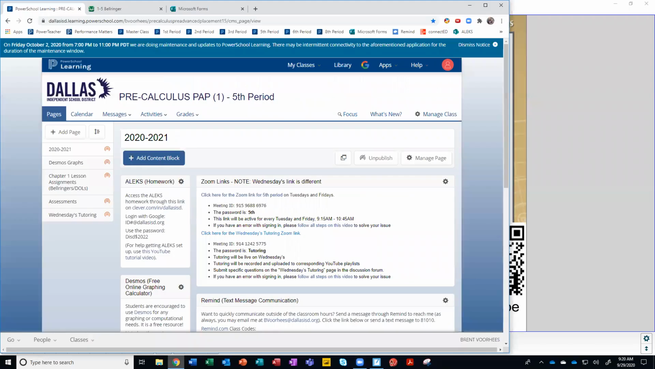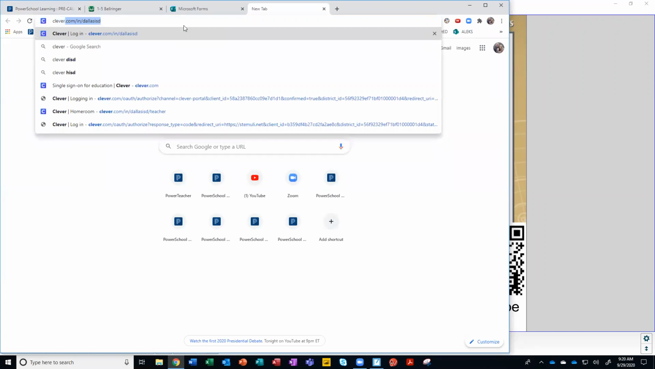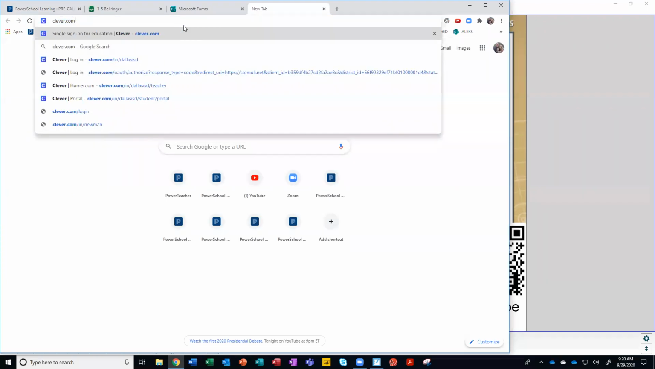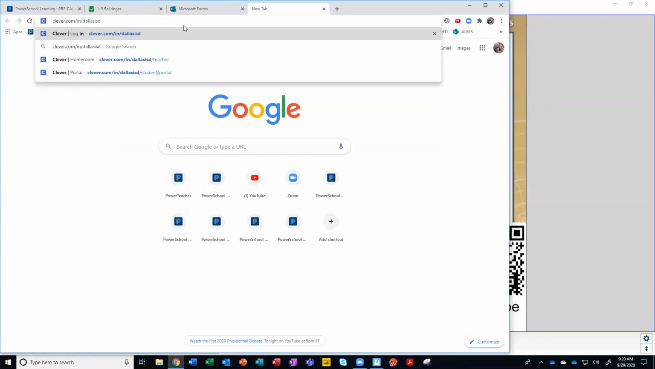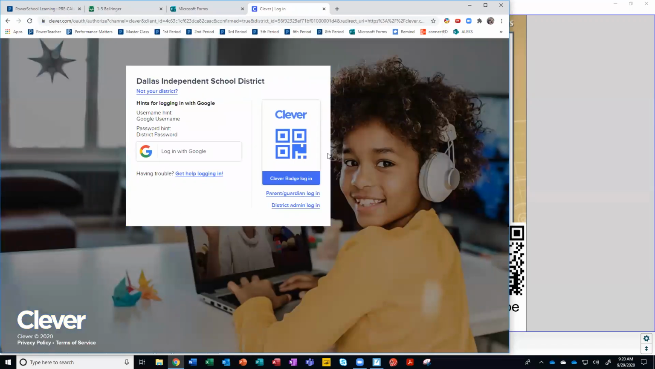So I'm going to go to our digital classroom that we're using for pre-calculus, and that's my PowerSchool Learning. Again, if you don't have the site bookmarked, like I've encouraged you to do, you go to clever.com, and what I suggest is going ahead and typing in this /in, like you're in Dallas Independent School District. So the word in /Dallas ISD. If you do that, it'll pull up this site here.